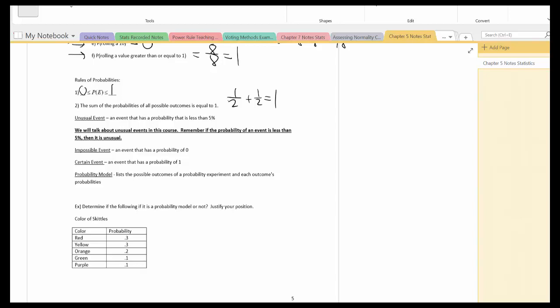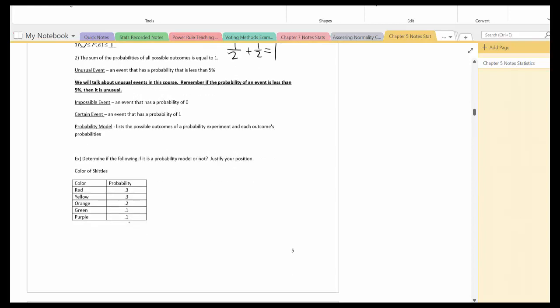All right, let's talk about a probability model. This lists the possible outcomes of a probability experiment and each outcome's probability. So we want to determine if the following is a probability model or not. Okay, so we're looking at the color of Skittles. Each probability, is it between 0 and 1? The answer to that is yes.